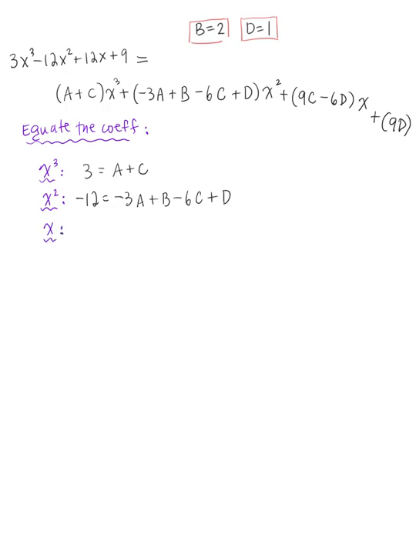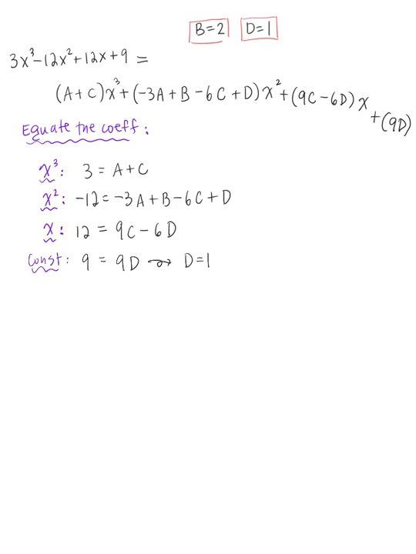All right, now let's equate the coefficient on x. If I equate the coefficient on x, you're going to have 12 equals, okay, what is the coefficient on x on the right hand side? That will be 9c minus 6d. Alrighty, so now let's equate the constant term. The constant term on the left is 9, equals 9d. That should make sense because we already know that d is 1.